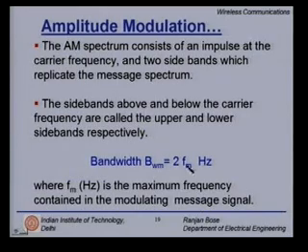So, in some sense this method is expensive. We are using twice the bandwidth than what is required to actually send it. The simplest way is either to send the upper side band or the lower side band. They are replicas of each other.